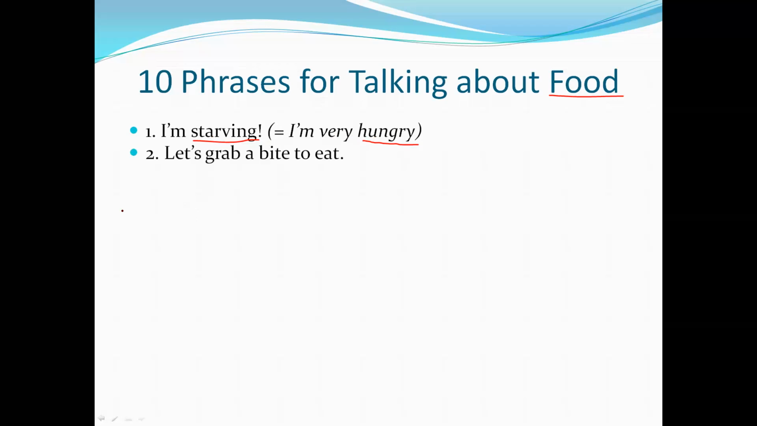Then the next phrase is, let's grab a bite to eat. A bite to eat means something to eat. Maybe you are very hungry and at that time you want something to eat. It could be anything. Let's talk about Indian food: vada pav, kachi dabeli, pav bhaji, anything like this. You feel very hungry and you expect something to eat. At that time you may say, let's grab a bite to eat. So bite to eat means something to eat.